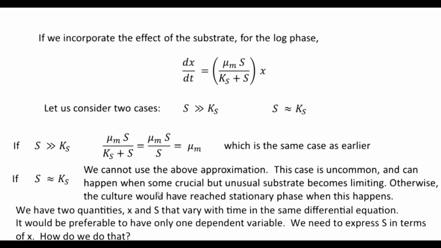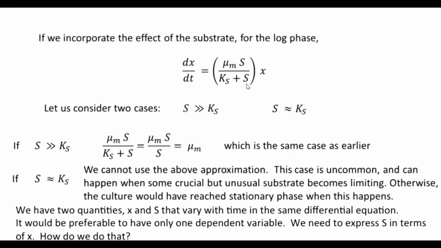We have two quantities here, x and s, that vary with time in the differential equation, and of course you know that it is preferable to have only one dependent variable, either x or s, not both. That becomes difficult here. So if we can convert one in terms of the other, s in terms of x preferably, because we are looking at x, we have x's all over. If we can express s in terms of x, then we can solve this equation. How do we do that?